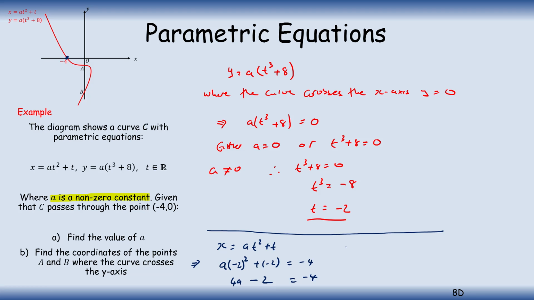I'm carrying on working over here. 4a is equal to minus 4 plus 2, so 4a equals minus 2. So a is equal to minus 2 over 4, or minus a half. So that's part a done. I found the value of a. We've used these coordinates and subbed them into that equation. So hit pause, make some notes, and then we're going to look at finding the points A and B next.